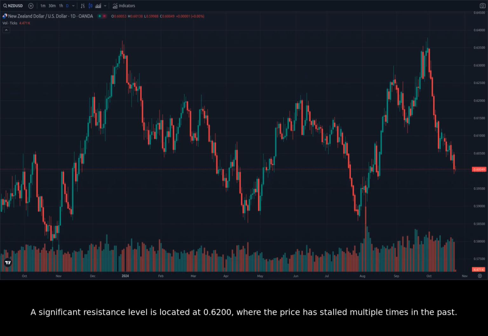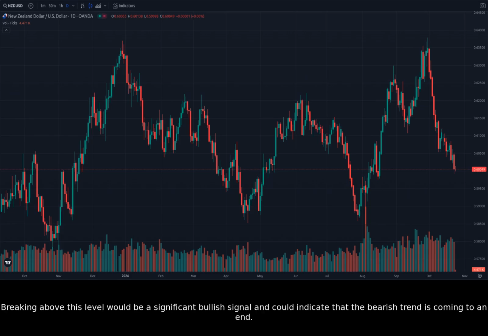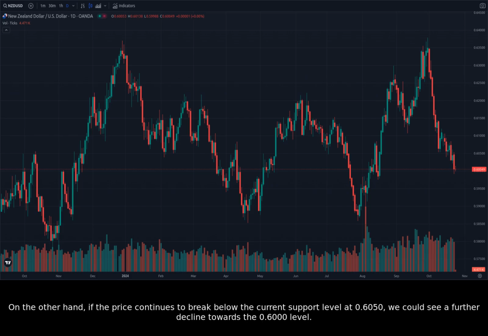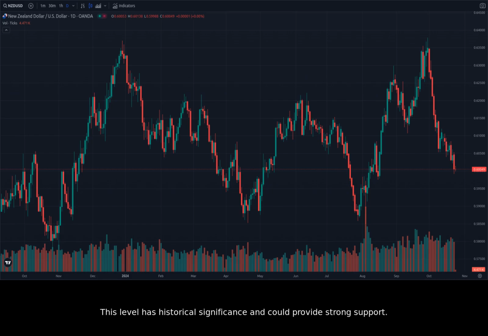Moving back to the daily chart, it's important to consider some long-term key price levels. A significant resistance level is located at 0.6200, where the price has stalled multiple times in the past. Breaking above this level would be a significant bullish signal and could indicate that the bearish trend is coming to an end. On the other hand, if the price continues to break below the current support level at 0.6050, we could see a further decline towards the 0.6000 level. This level has historical significance and could provide strong support.